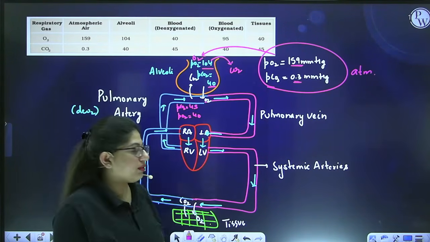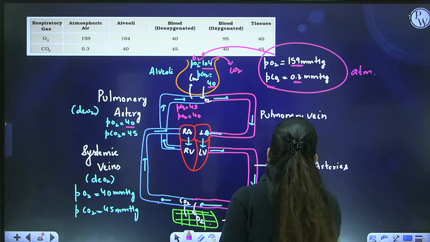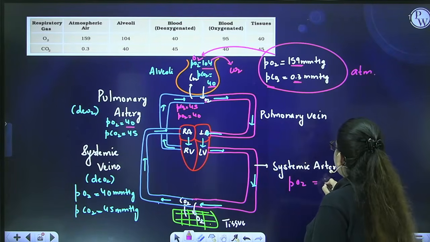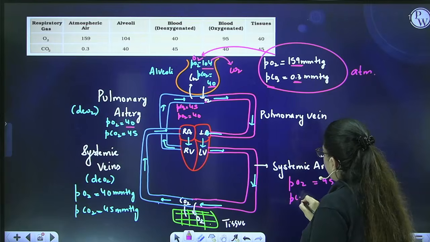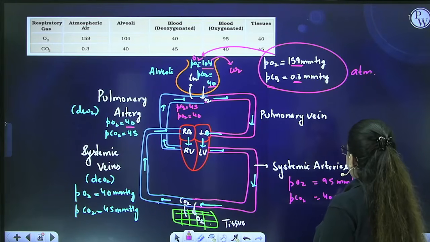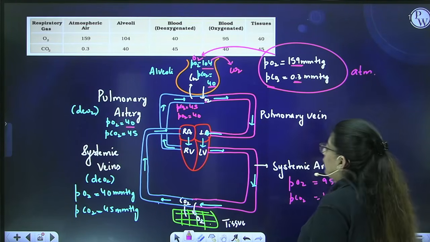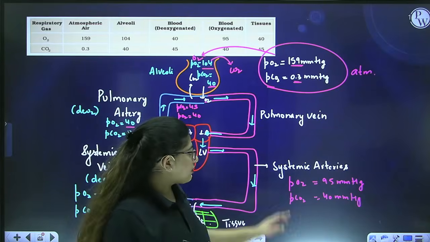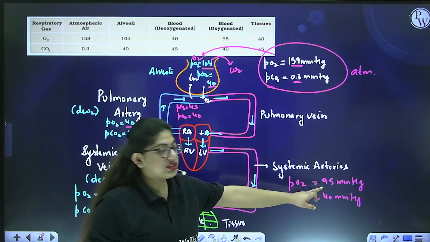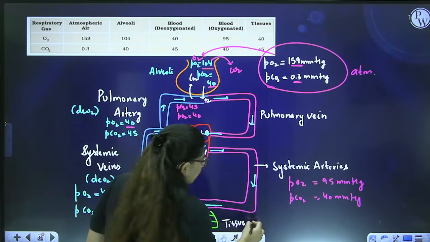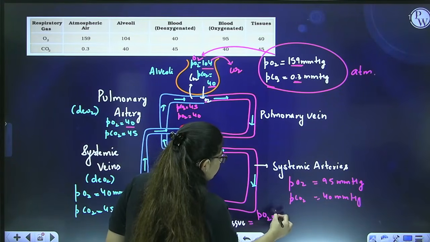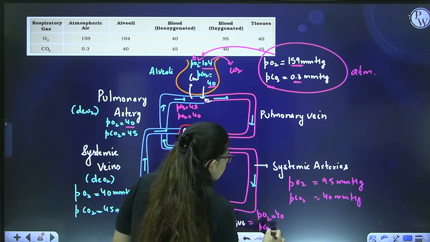Now in the pulmonary vein and systemic artery, we have the same condition. They have oxygenated blood. So the partial pressure of oxygen, as it is also written there, is 95 mm of mercury, and the partial pressure of CO2 is 40 mm of mercury. Now in the systemic arteries, guys, as you can see here, partial pressure is 95 for oxygen and 40 for CO2. Let's talk about tissues. In tissue, the partial pressure of oxygen is 40 and the partial pressure of CO2 is 45.